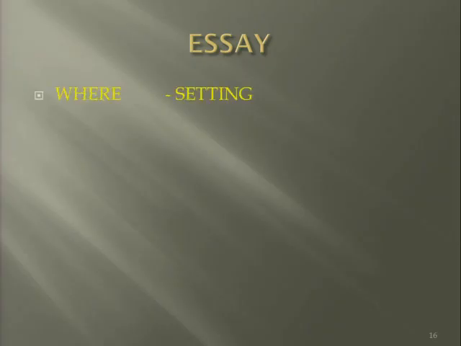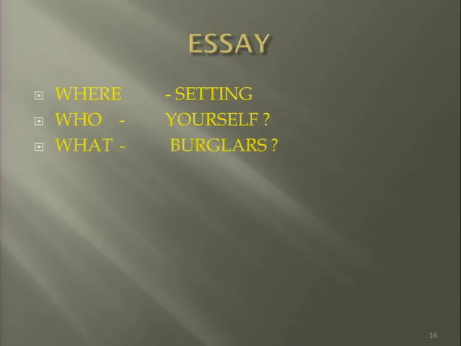Now, when we say where, you have to be very precise about the setting. Give as much detail as you can. Add the SIDES. Remember the 5 words that I gave you, SIDES? Add the SIDES to the setting. And who? Was it your friend? Was it your mother? Or was it yourself? Who was involved? What was happening? Was it a party held at midnight? Or were you held hostage by the burglars? What was happening?